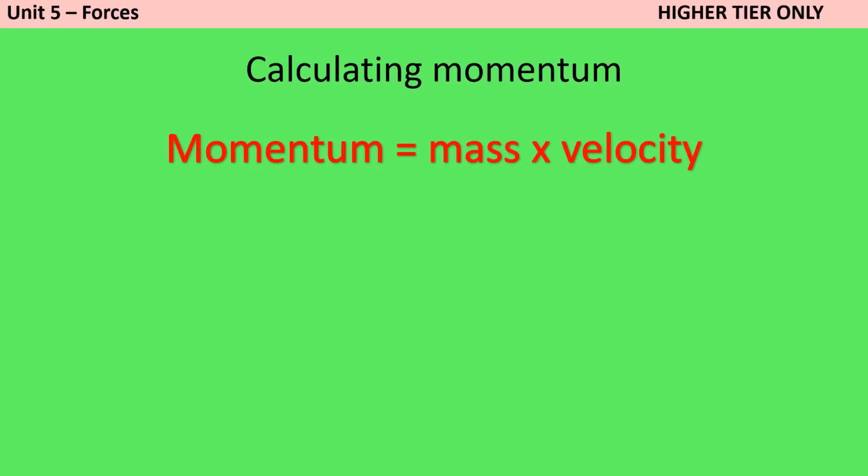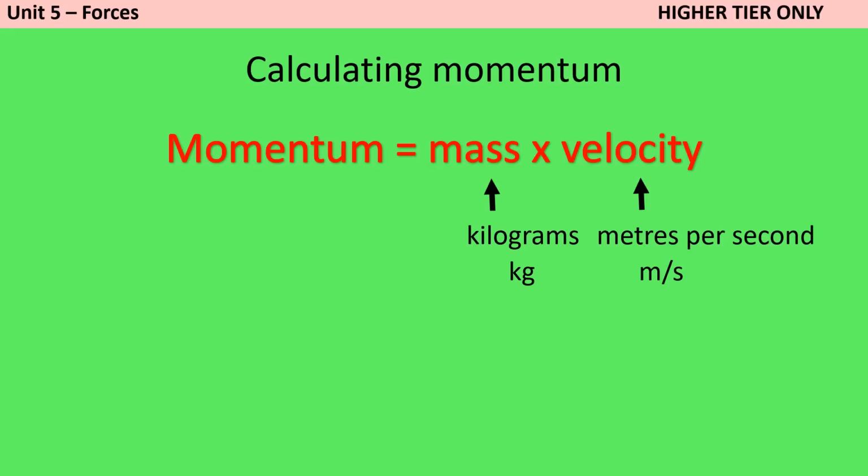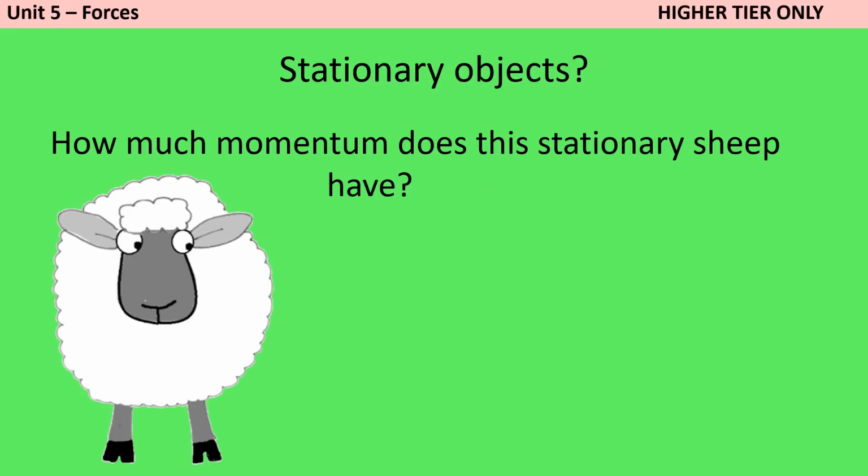So if we put that together, then we get our equation to calculate momentum. And if you know your units for mass and velocity, which you probably do, then we can just put these together to make our units for momentum. You need to know that stationary objects don't have any momentum at all.